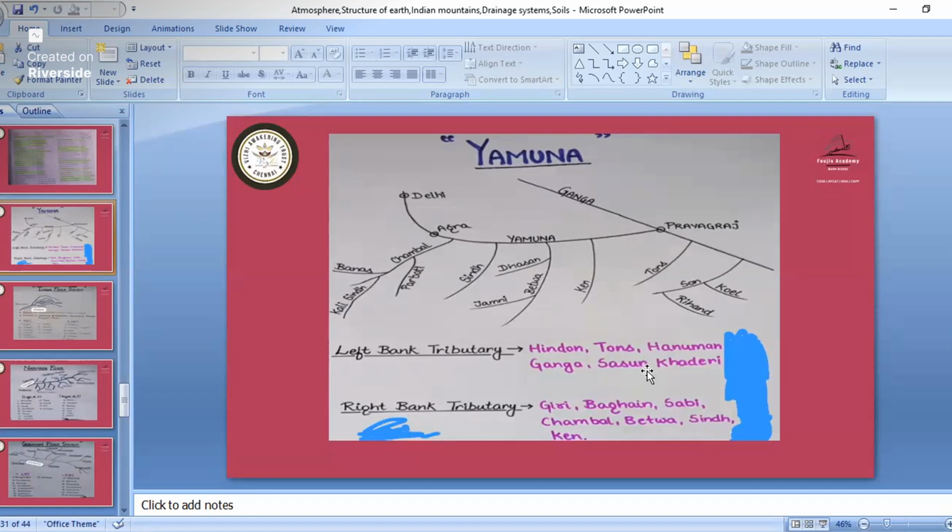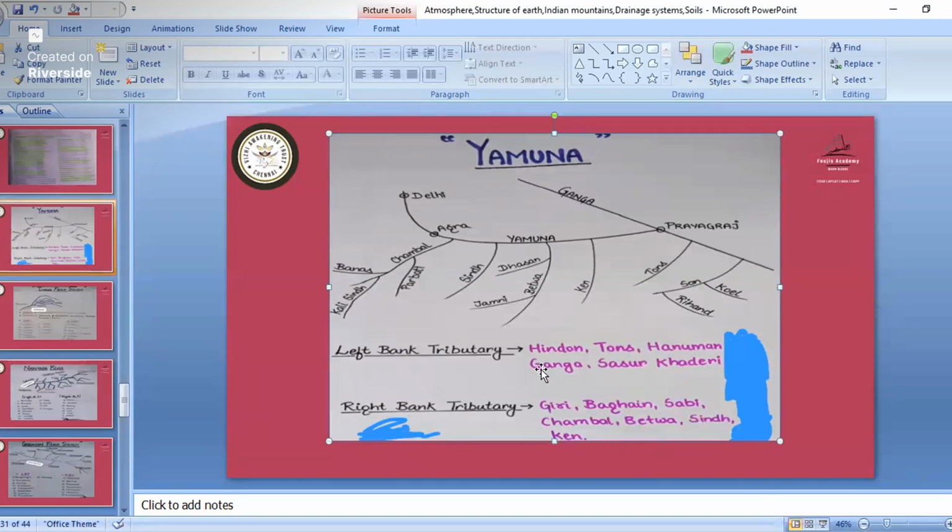So you must know about the left bank tributaries and right bank tributaries. Left bank tributaries of Yamuna are Hindon, Tons, Hanuman Ganga, Sasur Khaderi. Right bank tributaries are Giri, Vagan, Betwa, Sindh, Ken. So you study about Betwa, Sindh and Ken.